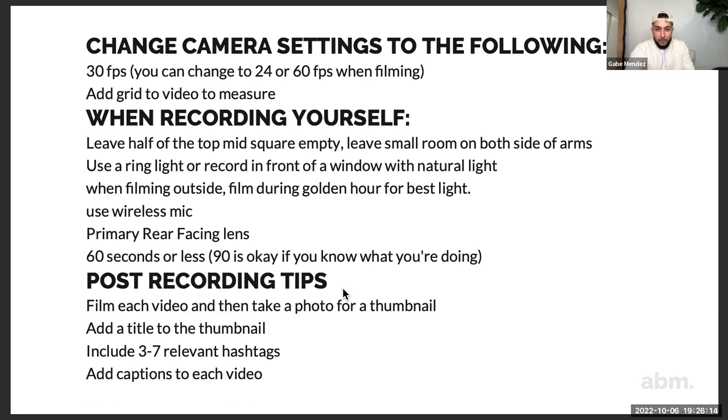If you're filming with your phone, iPhone, go into your settings, and I want you guys to change your automatic settings for filming to 30 frames per second. So you're going to go into your settings section, go into camera, and change that to 30 frames per second.